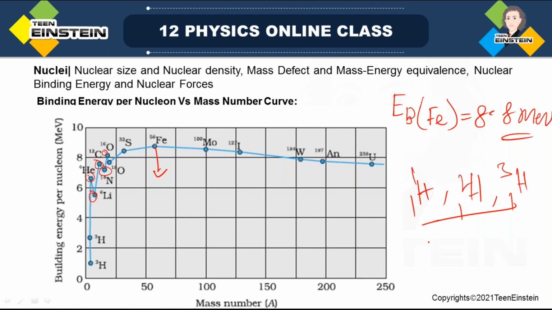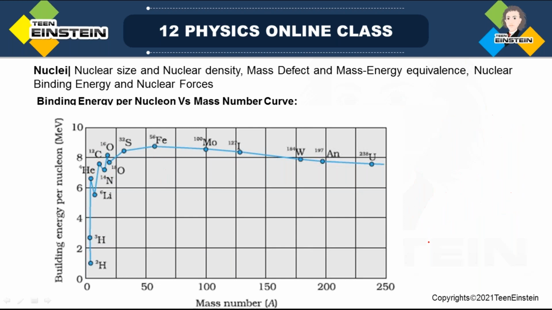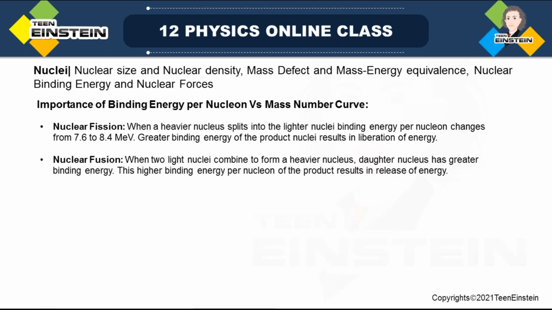Now we'll see what physical significance we get from various values of binding energy in this curve, and how we can use various elements in this curve to get energy for our day-to-day life. Look, the importance of the binding energy per nucleon versus mass number curve is the following.